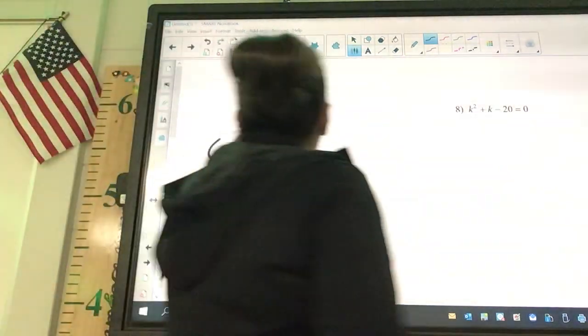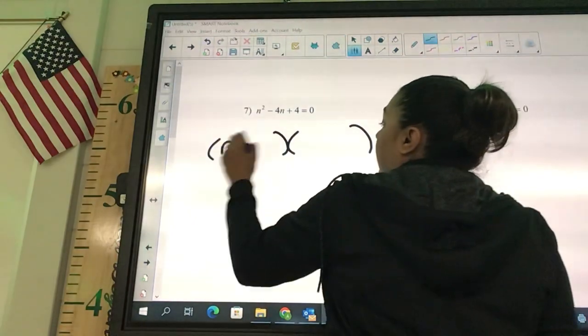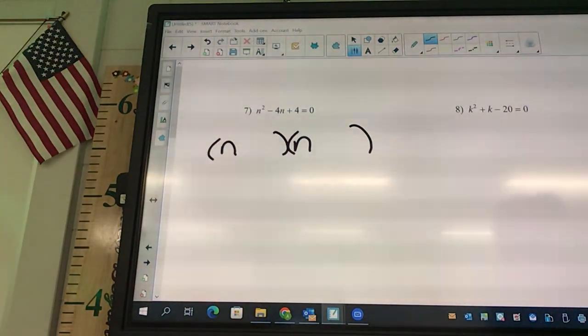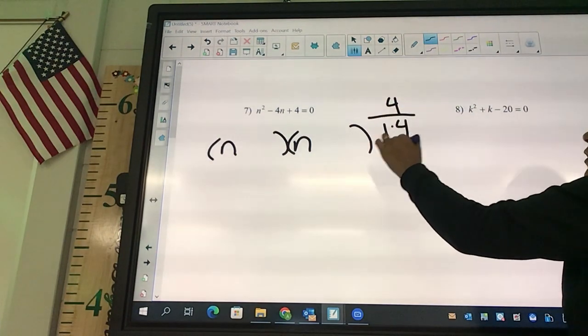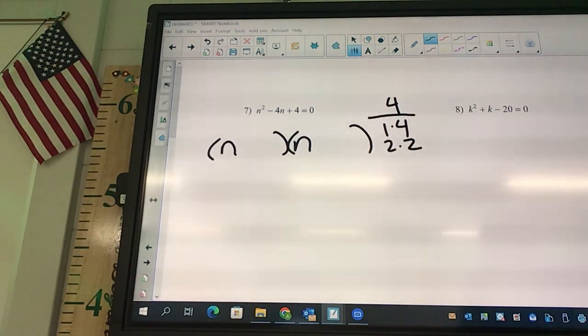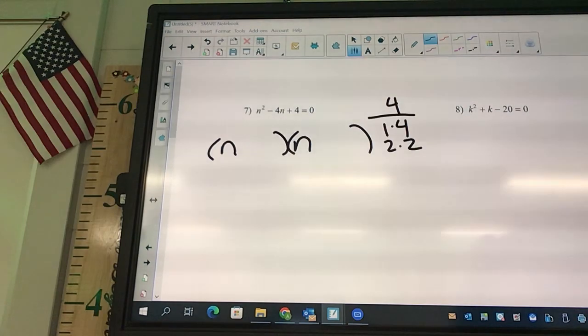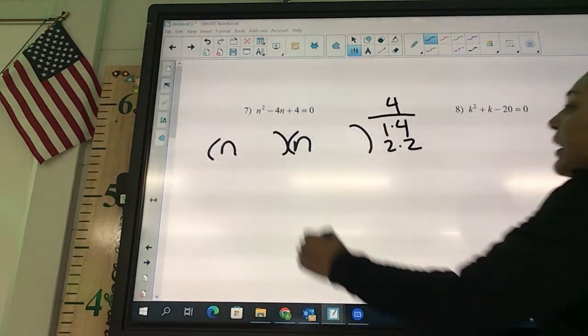Okay, 7. Draw your two parentheses. And we got n and n. And then we're going to find factors of 4. So you got 1 and 4 or 2 and 2. I need something to give me a 4. So what should I use? 2 and 2. And I need a negative 4.